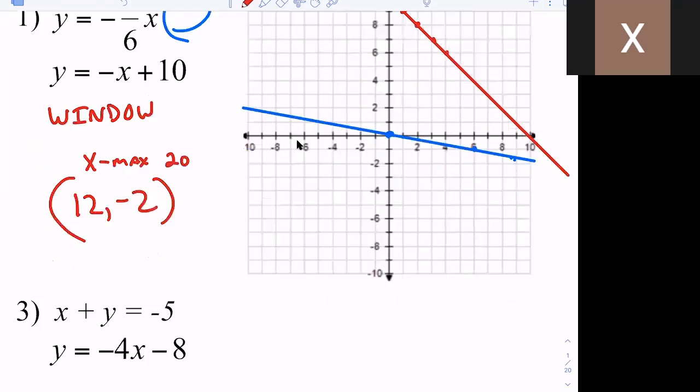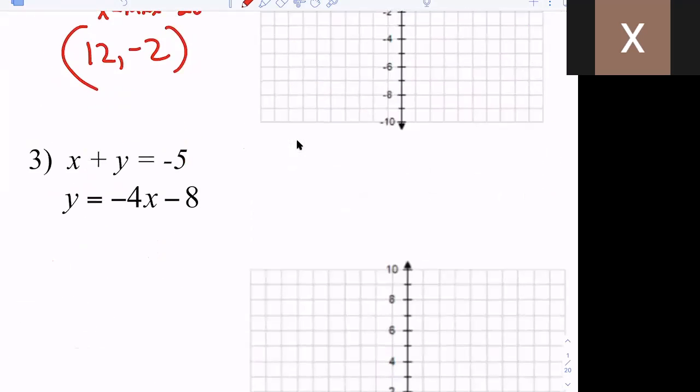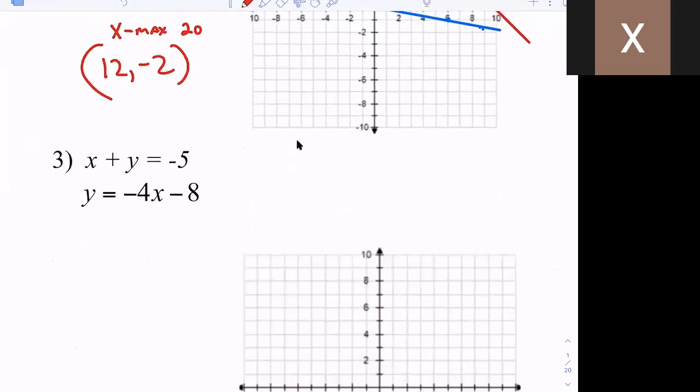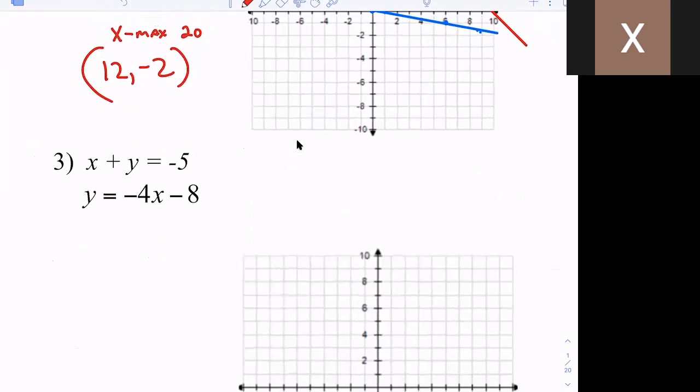All right, let's knock out 3. No, you don't have to, but you can put the window back if you want. If you want to put the window back, it's always zoom standard. But again, it doesn't matter. It really doesn't.